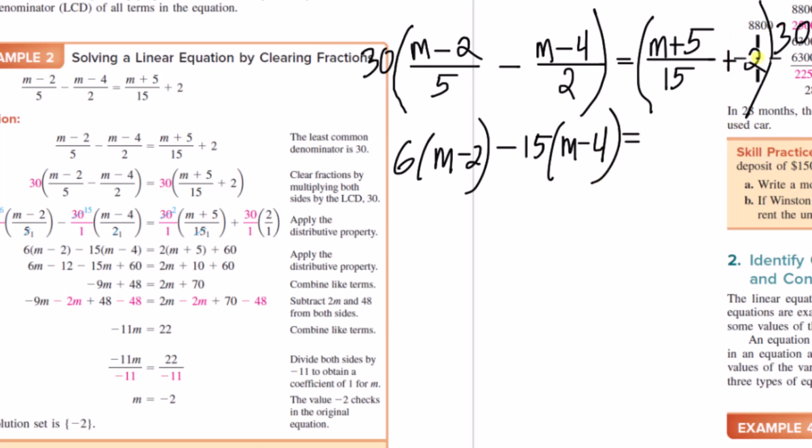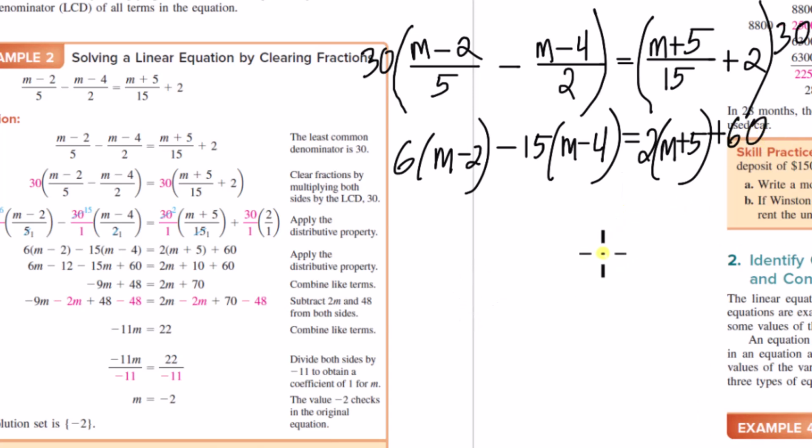Is equal to, now let's distribute the 30 here. 30 divided by 15 is 2, so we're going to have 2 times (m plus 5), and then 30 times 2 is 60. Now we've cleared the fractions.